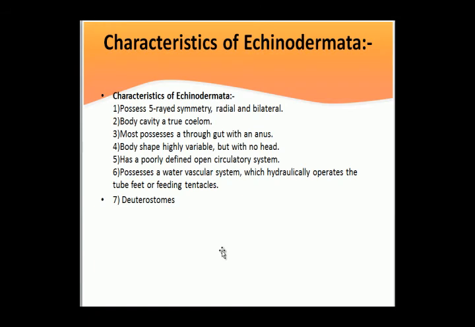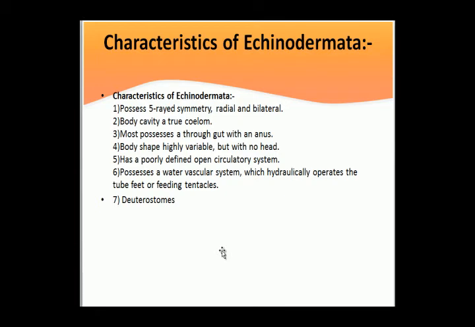Here are a couple of their characteristics. They are all, for the majority, radial. There are a few bilateral forms, meaning a right and left half. Radial means there's many, many ways of cutting it into two equal, identical parts. They have a true coelom, a body cavity. They have a through gut, that means a mouth and an anus.